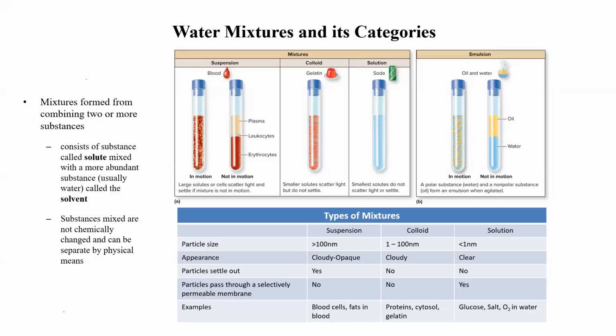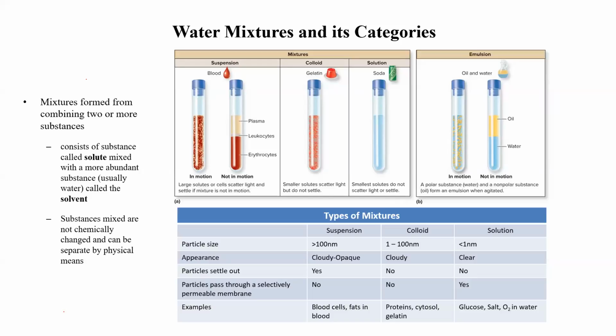So a suspension has large particle size, and generally you would have to continue to stir it somehow. Our circulation tends to help stir the cells through our blood. So think of it as sand in water. If you weren't going to continue to stir that sand, it would eventually settle out. So that's what happens with suspensions.